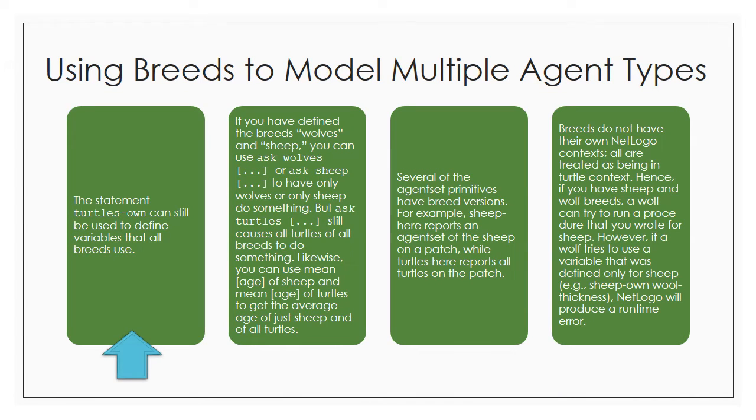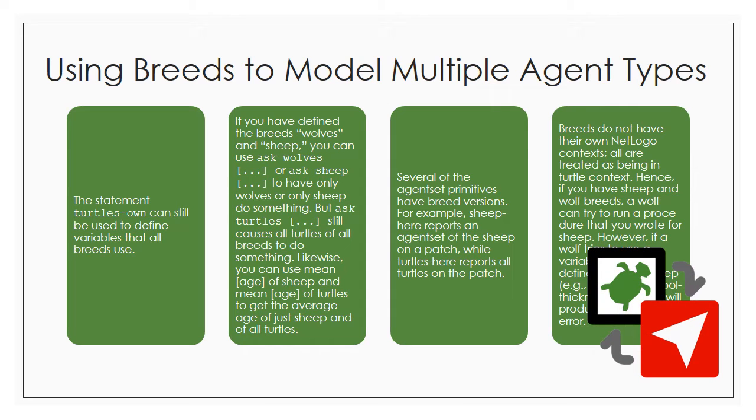Note that you can still use turtles-own to define variables that all breeds use, and that you can use ask with whatever breed you have defined to do something as a group. However, if you use ask turtles, all turtles of all groups will perform the action. Several of the agent set primitives have breed versions. For example, sheep-here reports an agent set of the sheep on a patch, while turtles-here reports all turtles on the patch. Lastly, all breeds are treated as if they were in turtle context, which is why you can't use variables that are specific to one breed in a different breed. If you do, you'll get a runtime error.